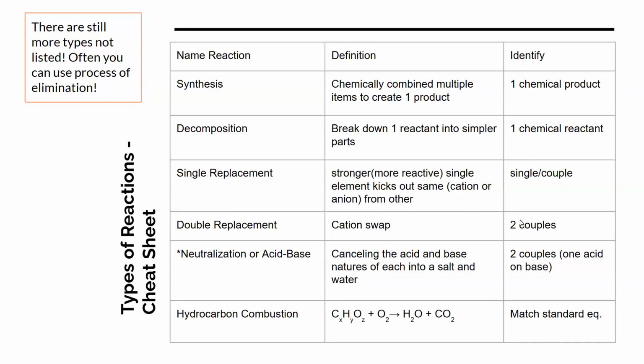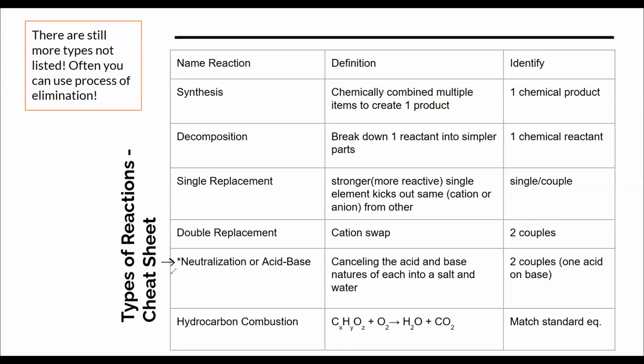Here's your basic types of reaction. The ones that you may not have seen so much yet is down here. This is still a double replacement reaction. It's still a cation swap. It's still two couples, but it is classified one level higher as a neutralization or an acid-base reaction. That means there's one acid and one base on the reactant side, and they form into a salt and a water.